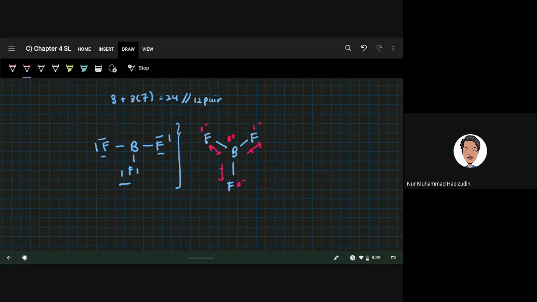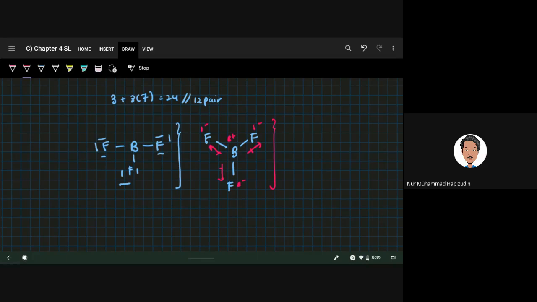Okay, and is there a lone pair? Ada lone pair tak? No lone pair. And the terminal atoms are the same. So this is okay. Polar or non-polar molecule?